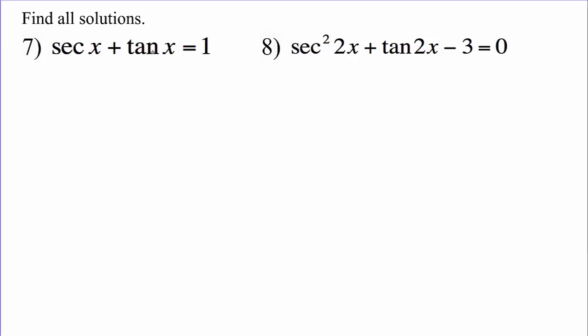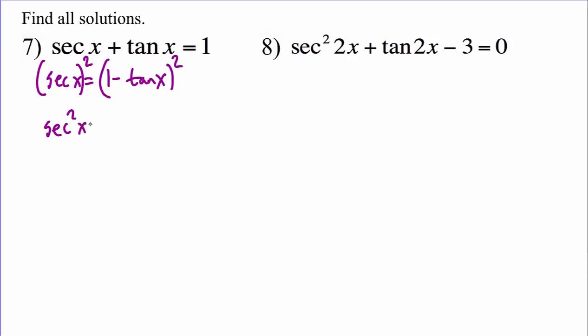So I can't change the secant to a tangent. I can change a secant squared to a tangent squared though. So here's what I'm going to do. I'm actually going to move the tangent to the other side. And you say, well, what's that accomplish? Well, what this allows me to do is actually to square both sides of the equation. So I'm going to do that.